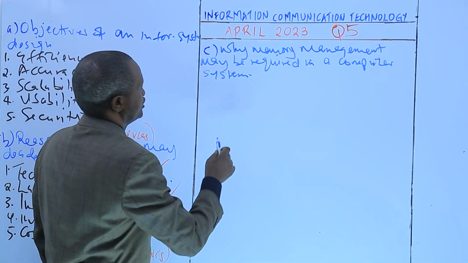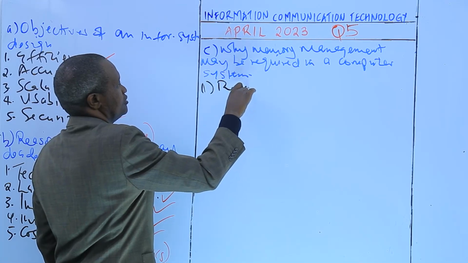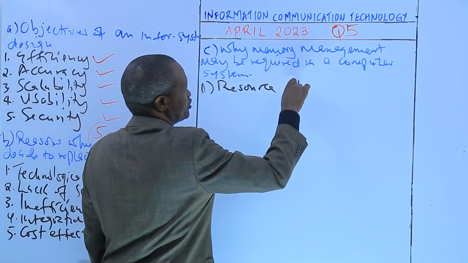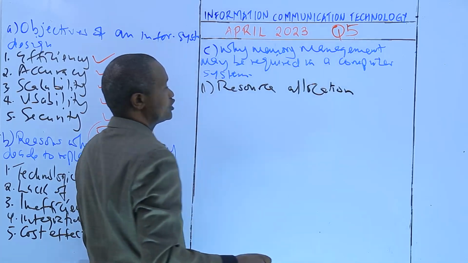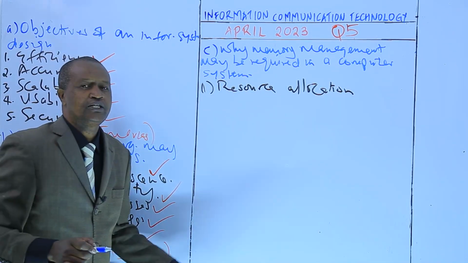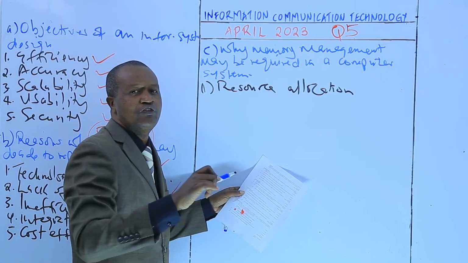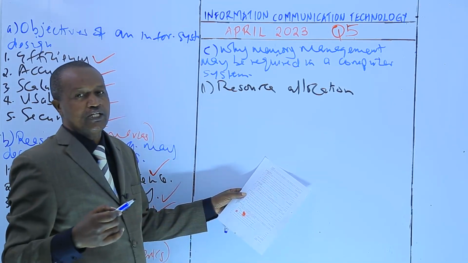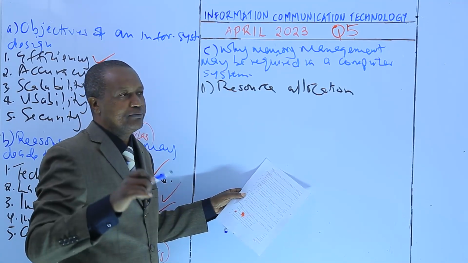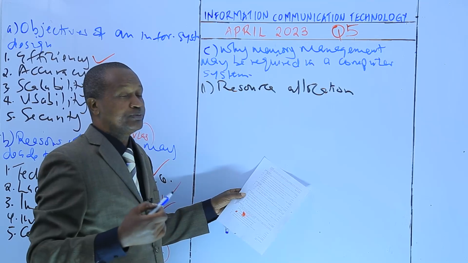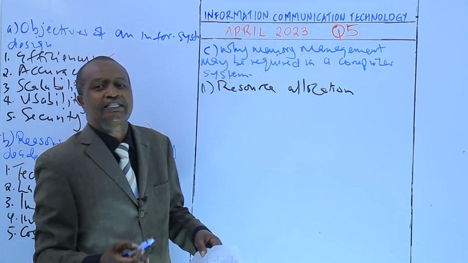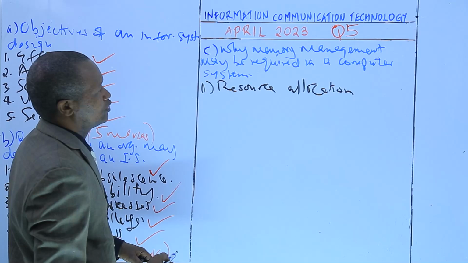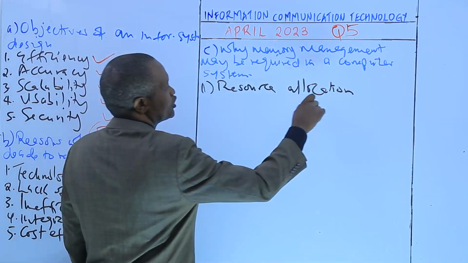The first reason is in relation to resource allocation. Memory management ensures efficient allocation of memory resources to running programs or processes. And it allocates memory space based on their size requirements and optimizes memory utilization to maximize the overall system performance. So one reason why memory management may be required in a computer system is because of resource allocation.